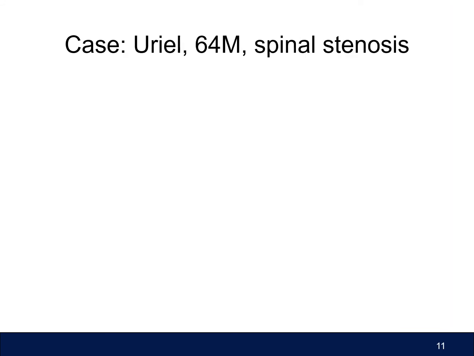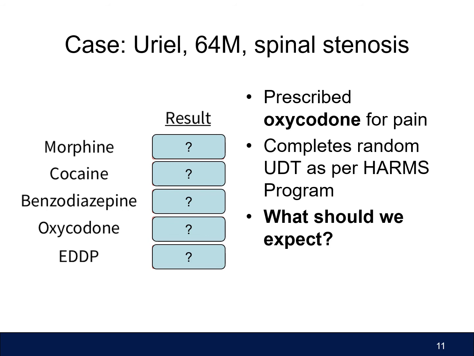Let's say we have a second patient, Urine, who has been prescribed oxycodone for their chronic pain. You want to know if they have been taking it or if they've been using other street drugs. You get a urine for drug testing, but you're unsure what test results you should expect.